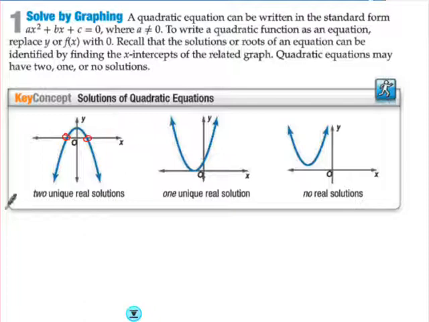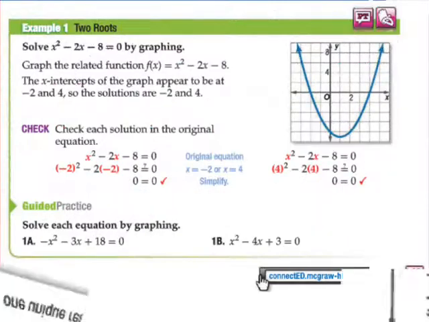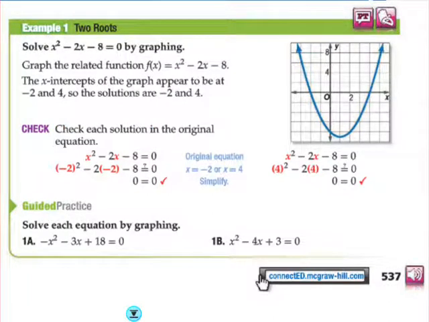So if we graph a quadratic and it has two unique real solutions, that's when it intercepts the x-axis. Sometimes it'll just touch the x-axis at one spot, and then sometimes it doesn't touch it at all, so it has no real solution. So those are our three options. We've talked about that before in class. So really all you have to do, and you can graph these by hand or on your graphing calculator, is make sure it's set equal to 0.